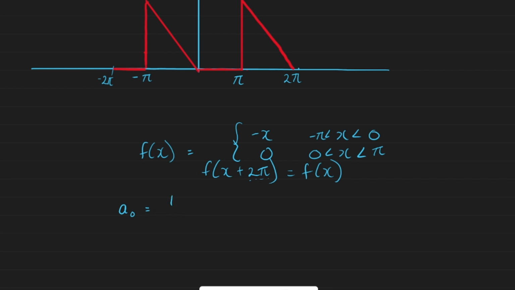A naught is equal to 1 over pi multiplied by the integral from minus pi to pi of simply f of x dx. So this is equal to 1 over pi, and then we simply substitute f of x, so that's minus x, between minus pi and 0, and of course 0 after that, so there will not be any term. So let's substitute that in. So from minus pi to 0, we have minus x dx, and then we have from 0 to pi, 0.